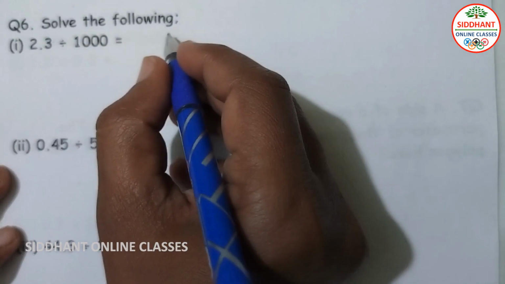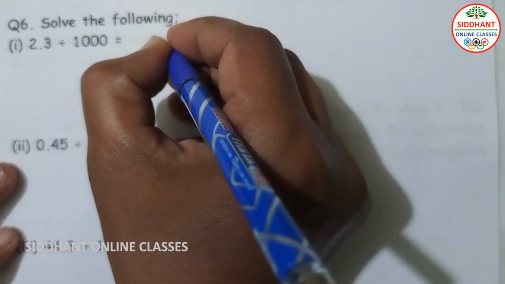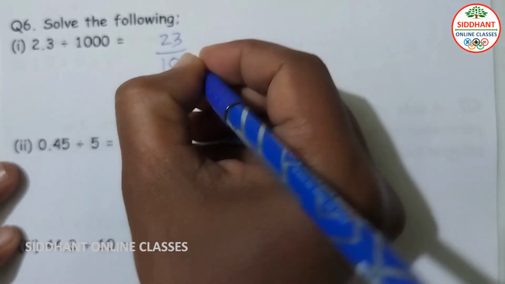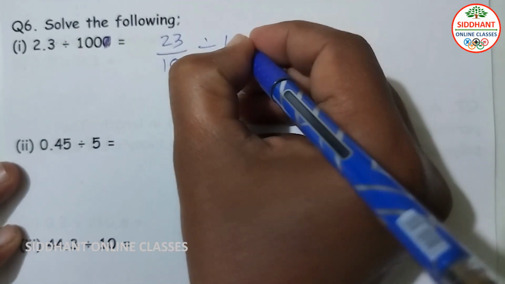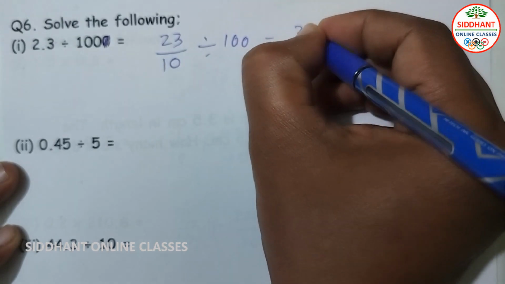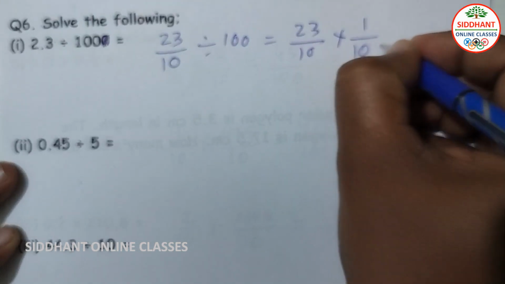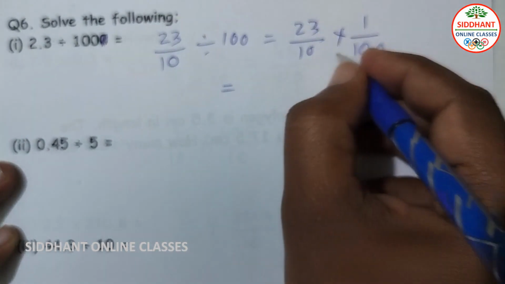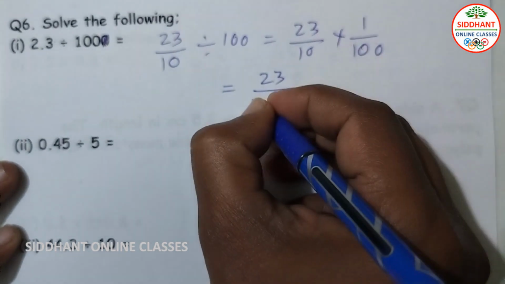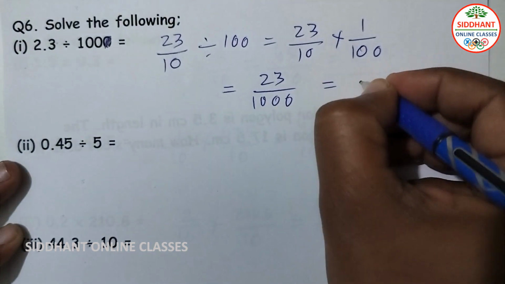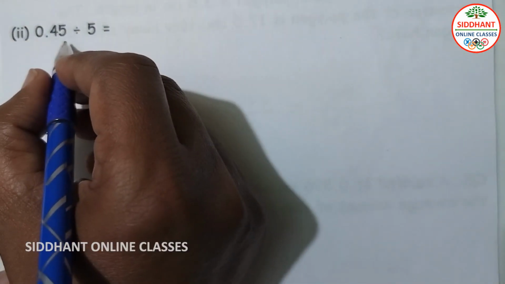Question number 6. Solve the following. First one, 2.3 divided by 1000. So 2.3 can be written as 23 by 10 divided by 1000 by 1, that equals 23 by 10 into 1 by 1000. So next, 23 by 10 into 1000, that is 10000, that will be 0.0023.